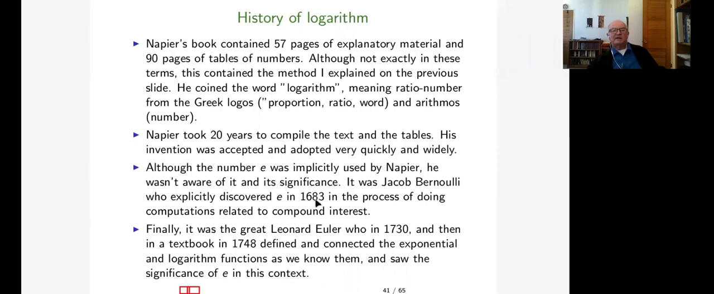It was much later, in the same century, in 1683, that Jacob Bernoulli actually discovered e. Indirectly, he was doing computations related to compound interest, and he realized that this number plays some special role in those computations. It was really Euler in 1730 who decided that there is this number e and talked about the exponential function and logarithm function and put it all in the context that we have to this day.